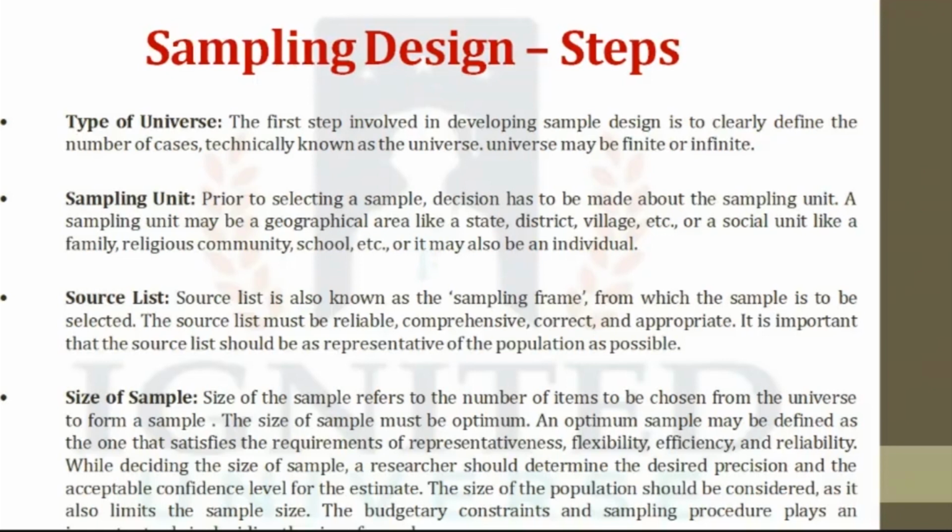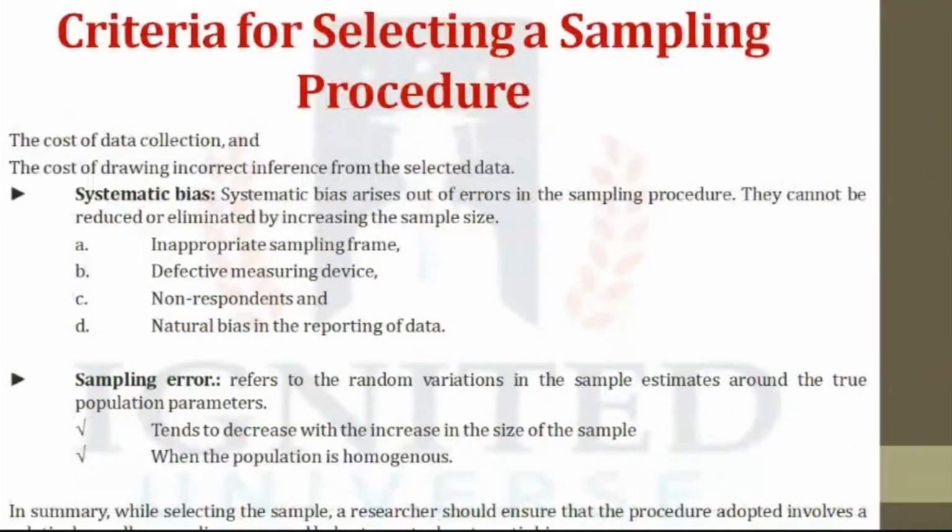So once we are aware of the sampling design steps, we should also keep in mind that there are certain criteria for selecting an appropriate sampling procedure. Definitely, we are putting cost into collecting the data, and it may happen that our entire cost gets wasted if we do not focus on two important points. First, our sampling should be performed under controlled systematic bias, and second, we should have a minimum sampling error.